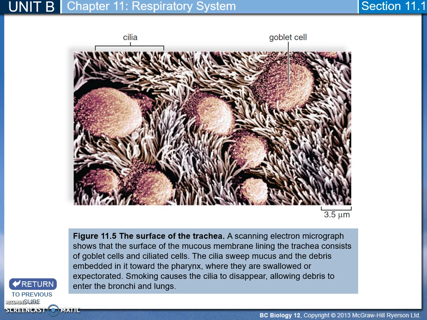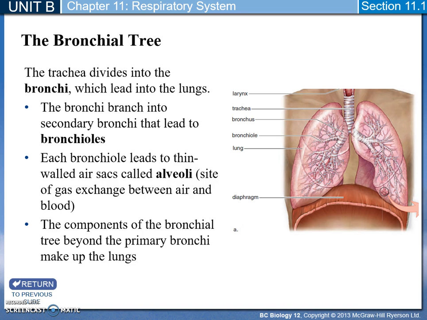So smoking actually causes the cilia to disappear, which then allows more debris to enter the bronchi and the lungs, hence the smoker's cough. And so there really is something to the smoker's cough, and smoking causes things to enter into the bronchi and lungs which shouldn't be there.